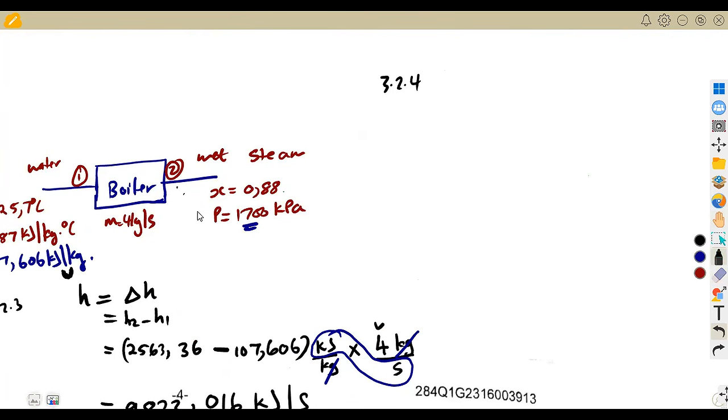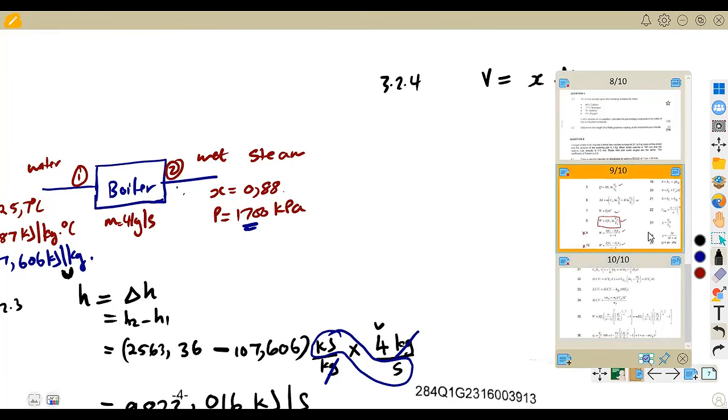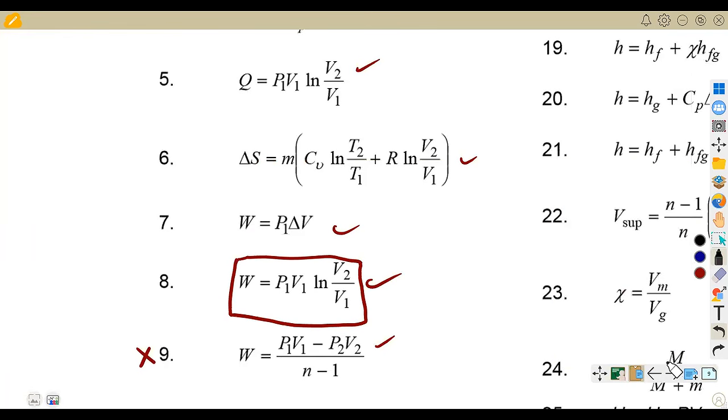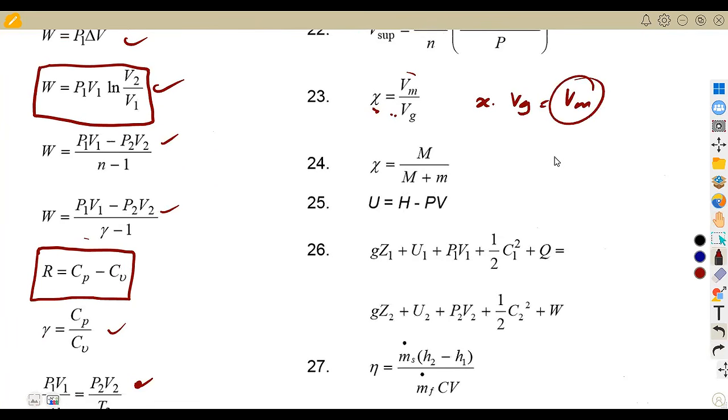From our dryness fraction, it follows that the volume is equal to the dryness fraction times Vg. I'm not going to waste much time, guys. You have this from your formula sheet here. Let's check these formulas. X is equal to Vm over Vg. You manipulate this formula to find Vm: X times Vg is equal to Vm. So to find Vm is X times Vg.